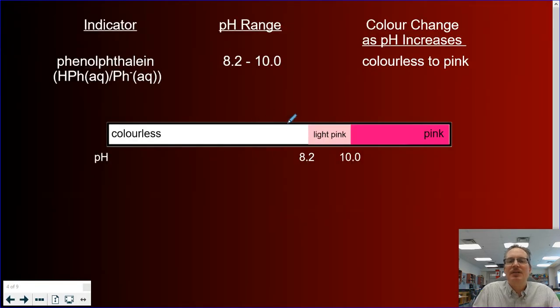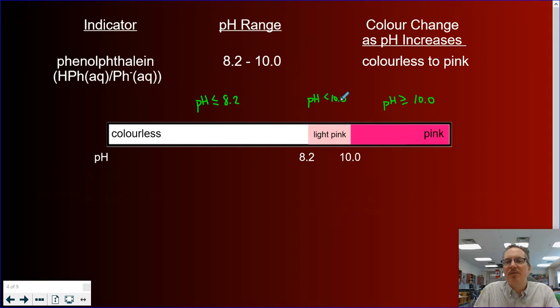So what I want to do is let's write down the ranges again when we go to do this. So when is the pH colorless in phenolphthalein? It's colorless when the pH is less than and equal to 8.2. When is the pH pink? Well, it's pink when the pH is greater than and equal to 10.0. And then this small range in here where it's light pink, that is when the pH is less than 10.